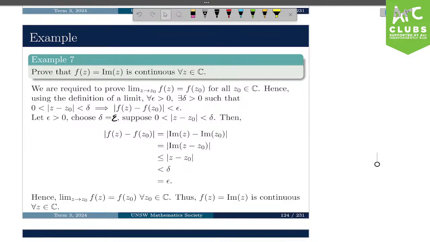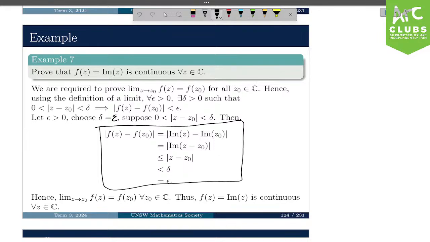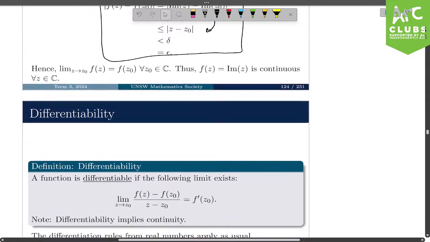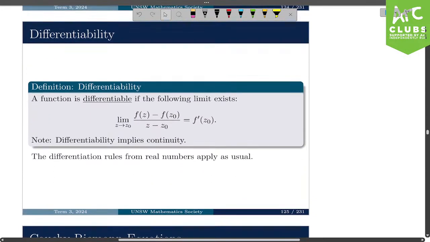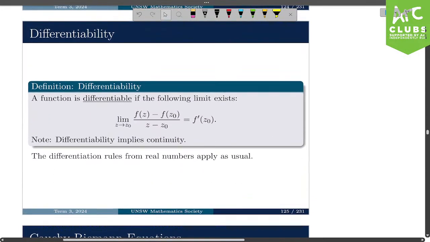And doing so, we can actually just prove that given that magnitude of f(z) minus f(z0) is equal to the difference in the imaginary components, by the triangle inequality, it is going to be less than the actual magnitude between the two components, which is our delta, which can be epsilon. Okay? Fantastic. And so it is continuous. Any questions so far? All good?